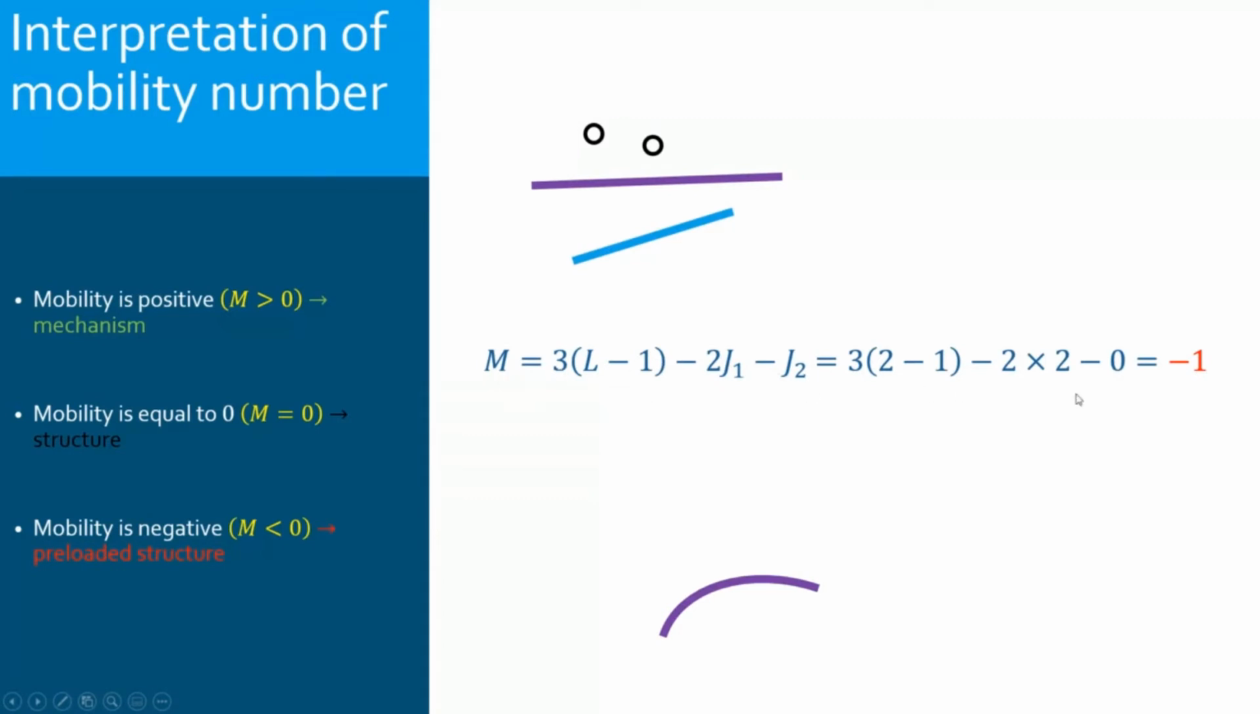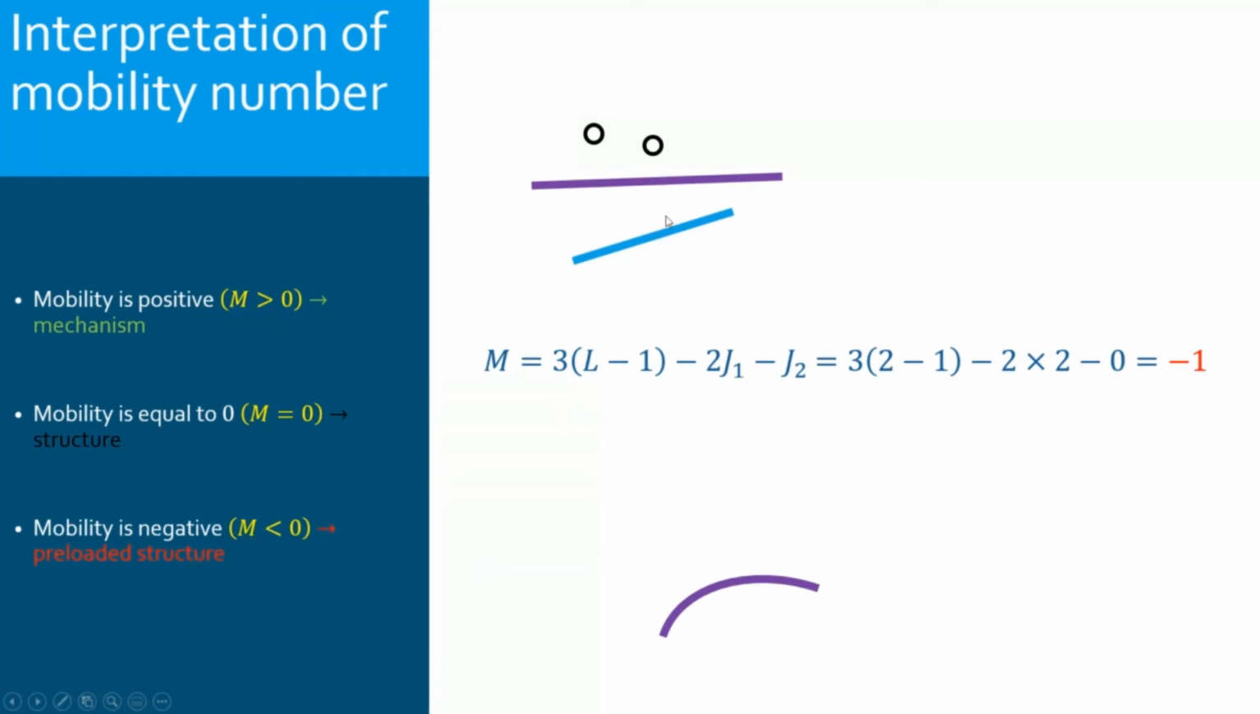If I substitute in the Grübler equation, the equation of mobility, I will have 3 times (2 minus 1), minus 2 times 2, minus 0. So at the end, what will I come up with? The mobility is minus 1. If the mobility is negative 1, it's a negative mobility. It's a preloaded structure.